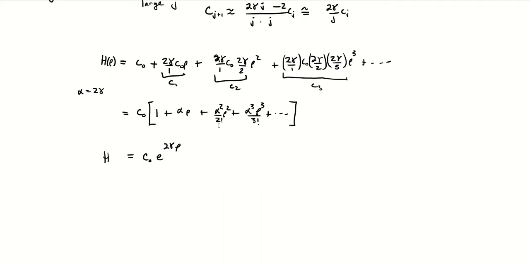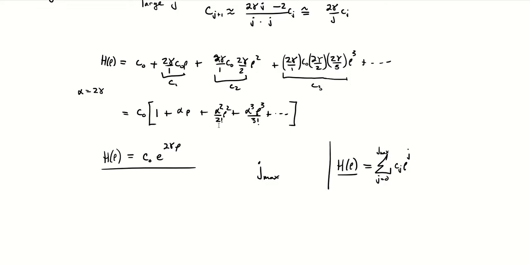What we see is this function blows up if we take it all the way out to j to infinity. So we have to truncate it at some maximum value of j, and then we'll have the function we want, which will be the sum from j equals 0 to some j max of Cj rho to the j. And then that will be what we need.